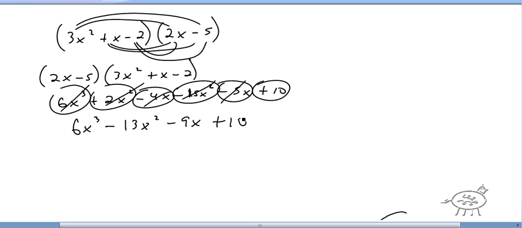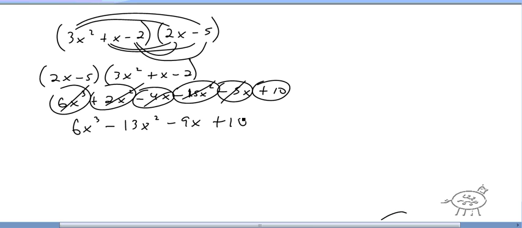Okay, so that's it, math fans. That's it for multiplication. It's really not too bad. Just be careful. Make sure you distribute. Make sure you use FOIL. And that's it. All right.